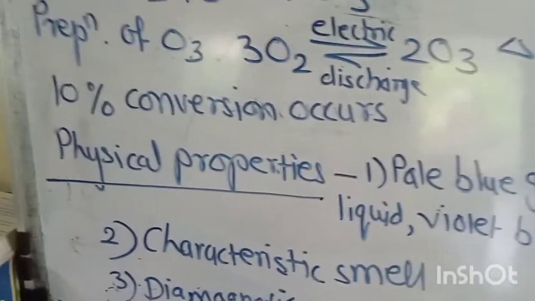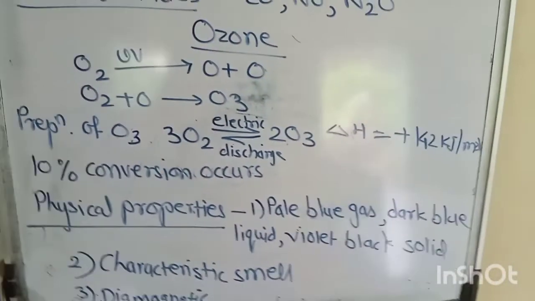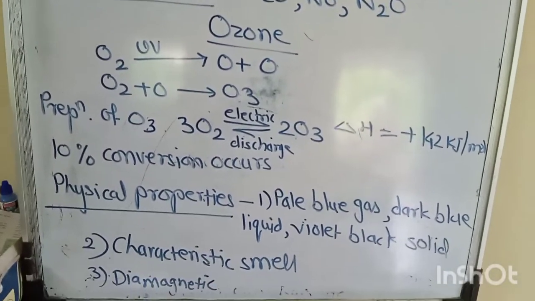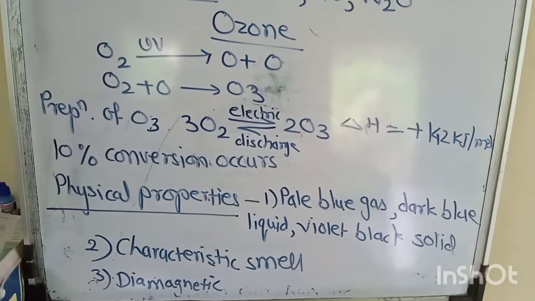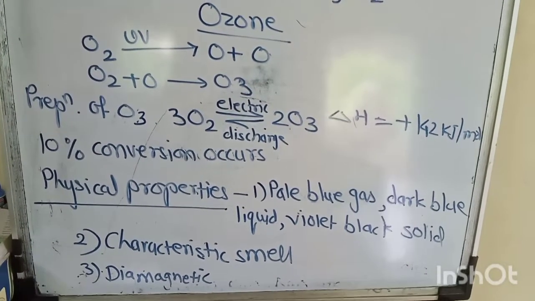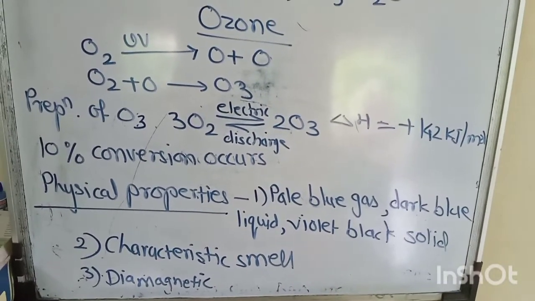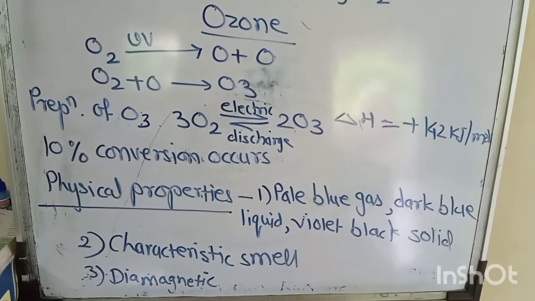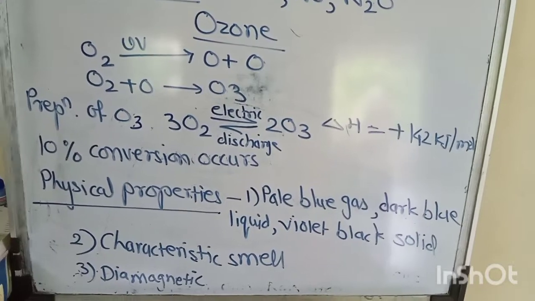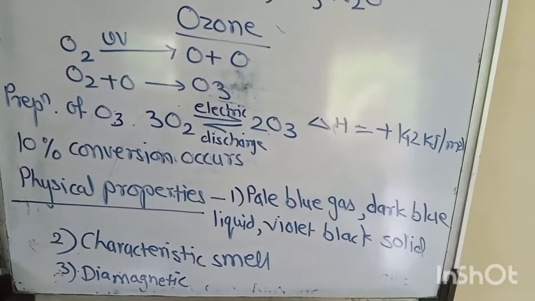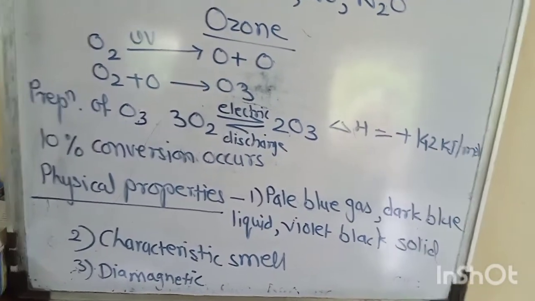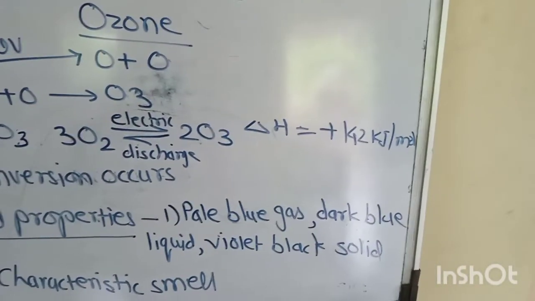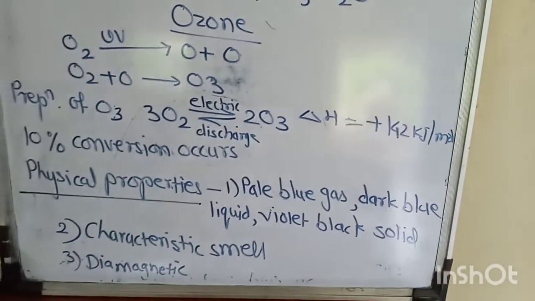In lab, ozone is prepared in an apparatus which is called an ozonizer, where silent electric discharge is passed through oxygen when oxygen converts into ozone. But as only 10% conversion occurs in this case, the ozone so formed is called ozonized oxygen, and this reaction is endothermic. You can see that delta H is positive in this case.